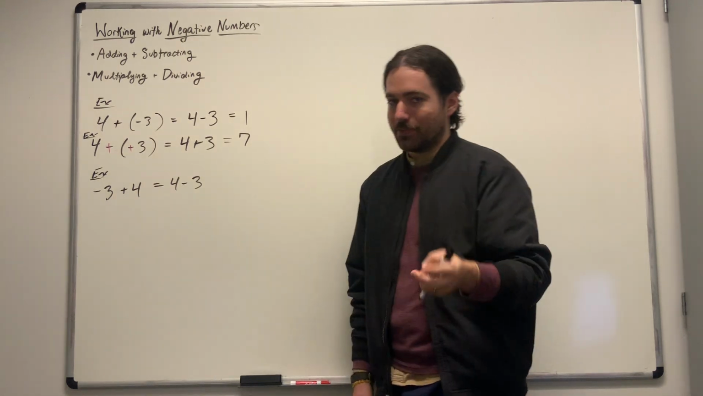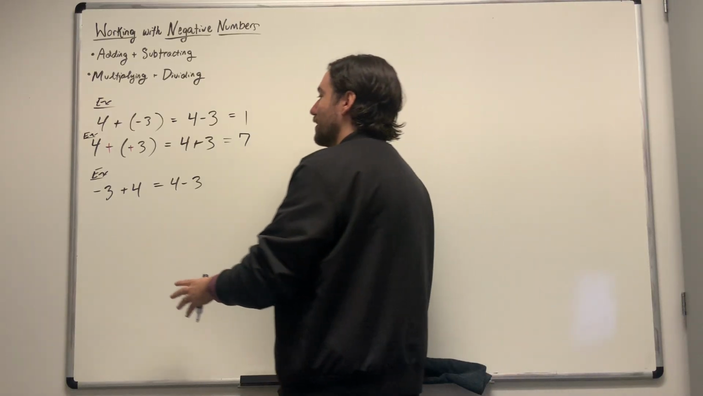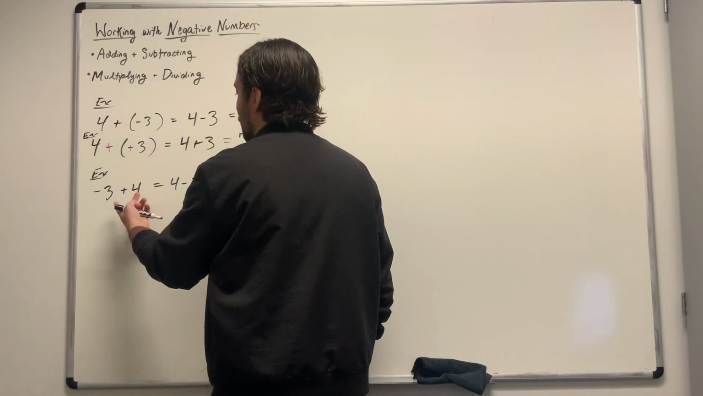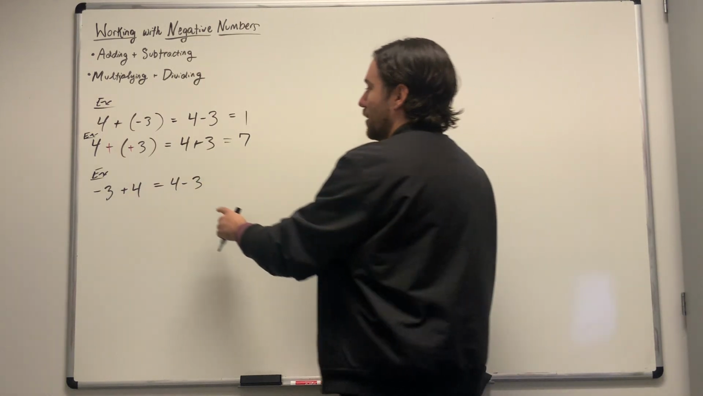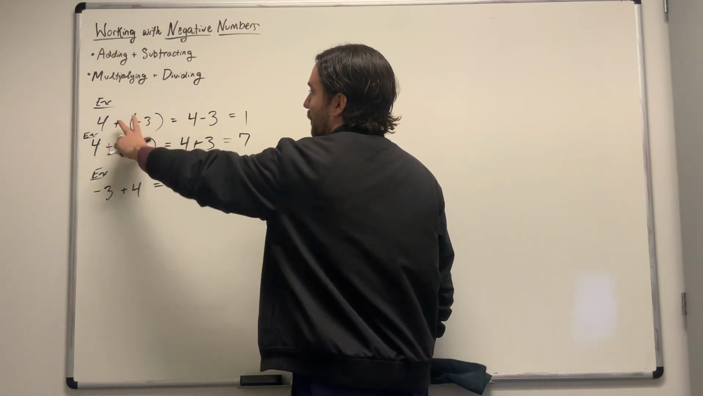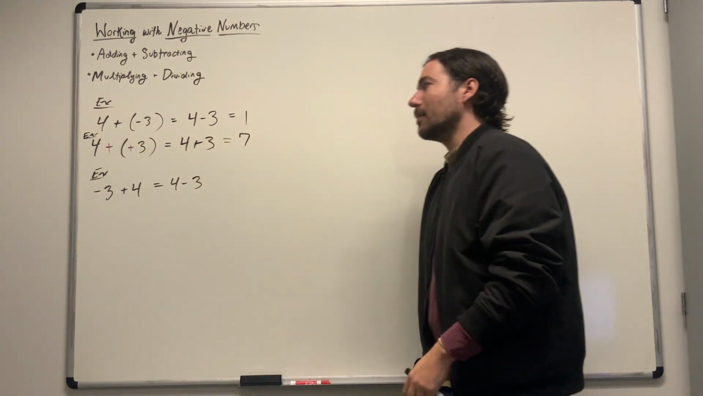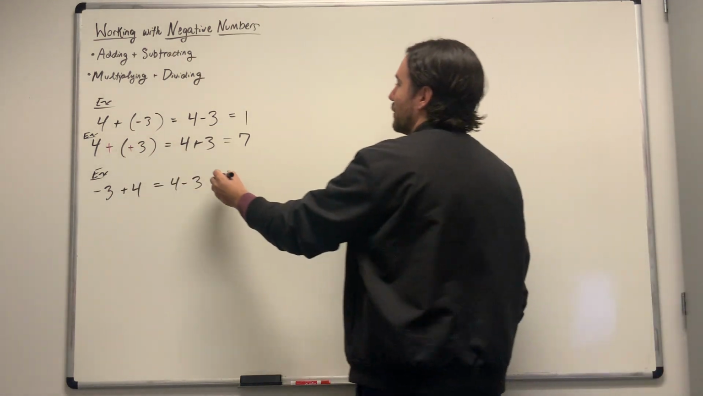Addition has this nice property that we can change the order. Subtraction does not have that property. It's called being commutative. We can switch the order. So this was actually similar to our first one here. You notice if we flip the order, we can see the same question, 4 plus negative 3. So we end up with the same result, positive 1.